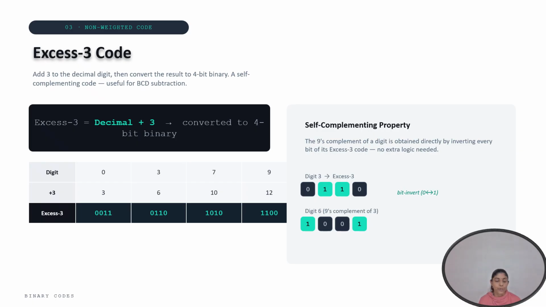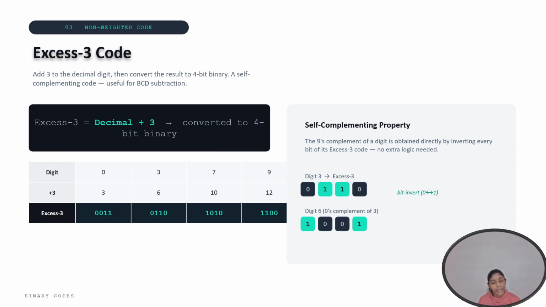The decimal digit is 0. So to that decimal digit, you are going to add 3. What is 0 plus 3? 3. So what is the excess 3? In 8421, it is 0011. Take the next example, 3. Your decimal digit is 3. You have to add 3 with that. So 3 plus 3 is 6. So what is your excess 3? 0110. Next it is 7.